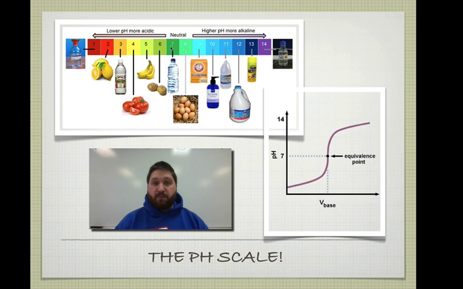Anything above 7 is going to be basic, all the way up to the base solutions that we use in class. Anything in between is going to fall on the pH scale, so stuff that we eat, stuff that we clean with, different types of solutions like we test in class. So that's the pH scale overall. Equivalence point is where they're equal and where the pH is completely neutral.